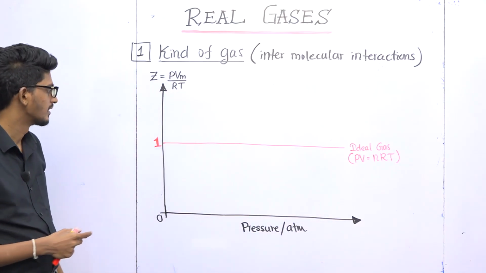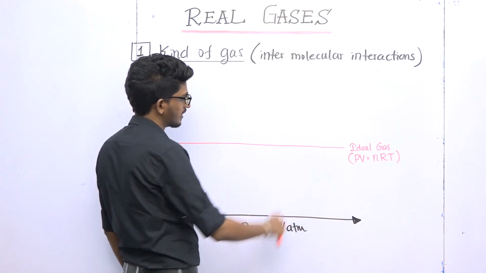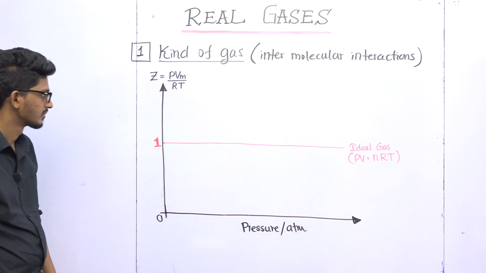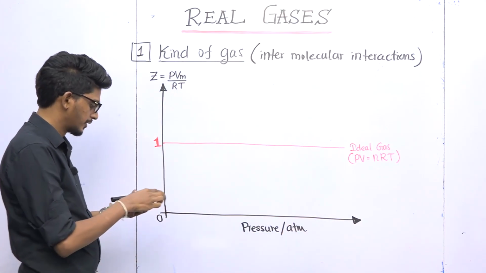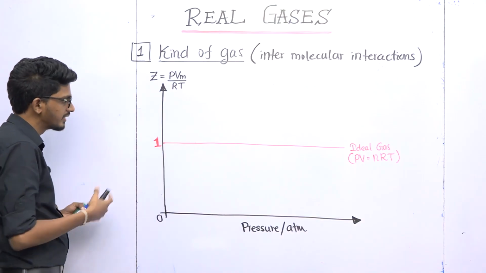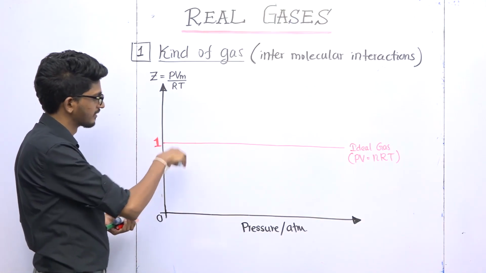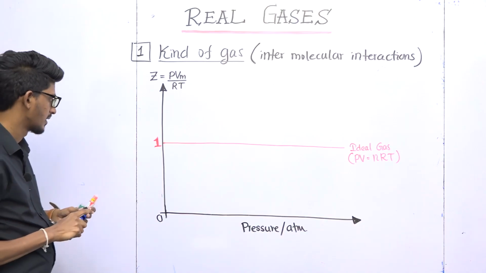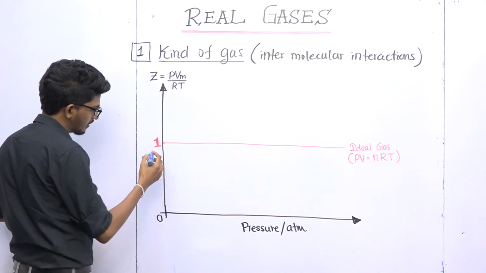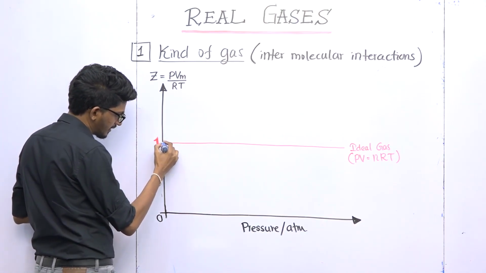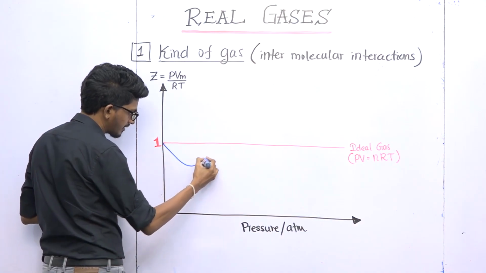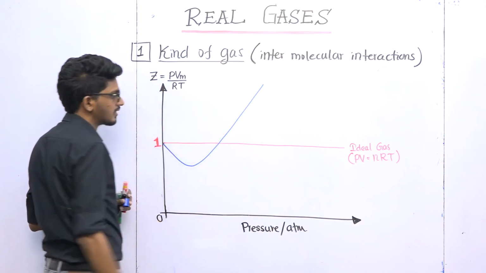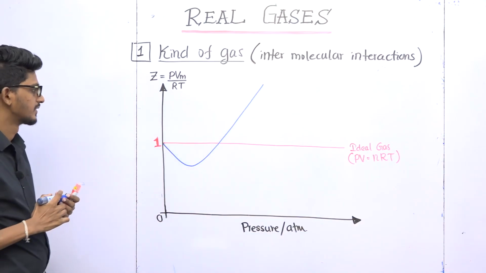Right? So that is the ideal line of this compressibility factor curve. So let's come to the real gases now. Let's try to draw the real gases in this curve. When it comes to real gases, normally they follow this kind of a trend with curves.